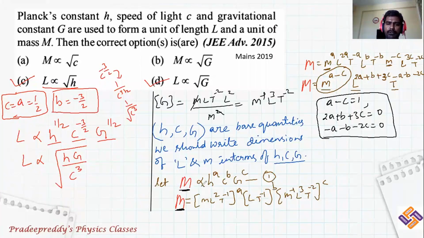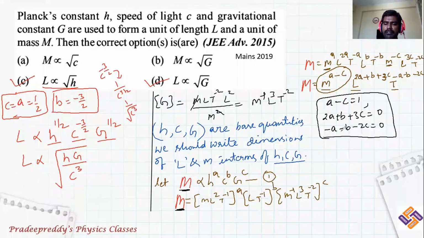Okay. M is proportional to h power A, c power B, g power C. Likewise, if you write on the left hand side as M, you can write A minus C is equal to 1, 2A plus B plus 3C is equal to 0, minus A minus B minus 2C is also equal to 0, because here on the left hand side L is 0 and T is also equal to 0.